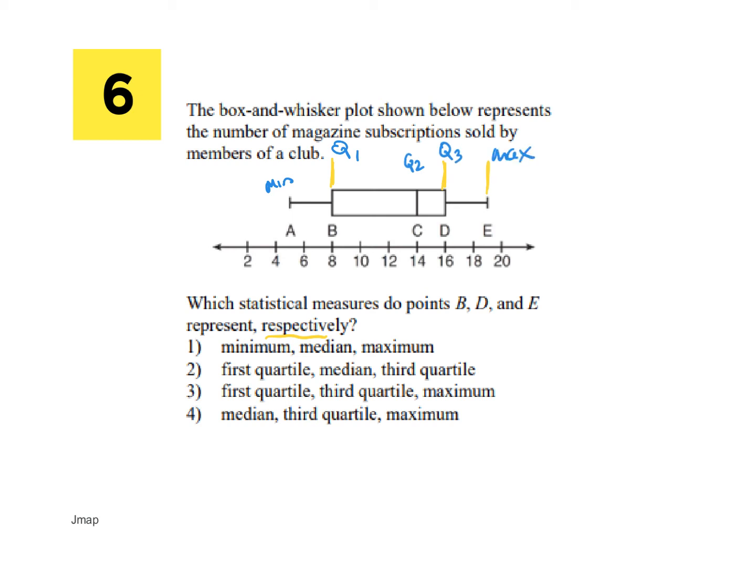Okay, so you have your minimum, median, and maximum? No, because the first point is not the minimum. First quartile, median, and third quartile? No, because your second point is not the median. First quartile, third quartile, and maximum, that sure looks like it is to me, so choice 3 it is.